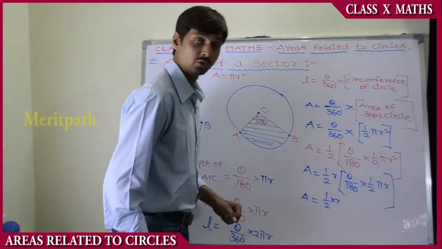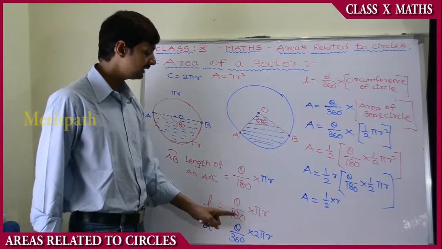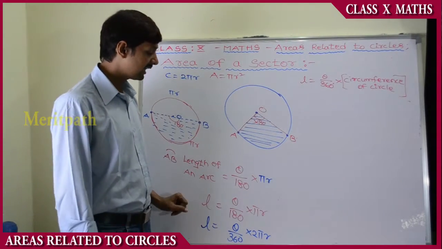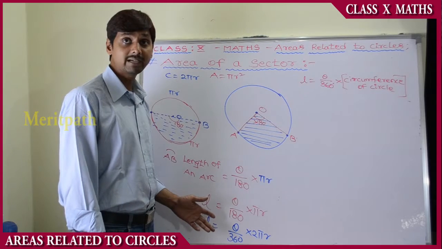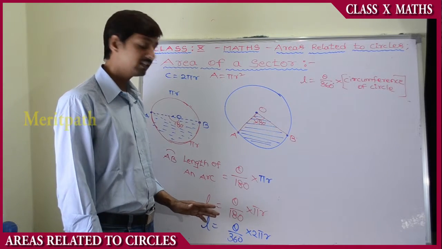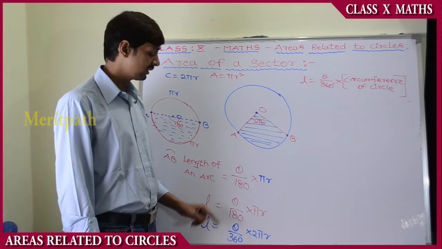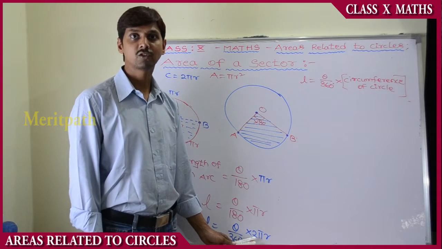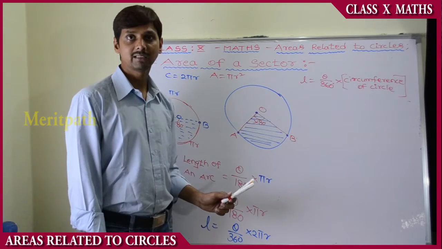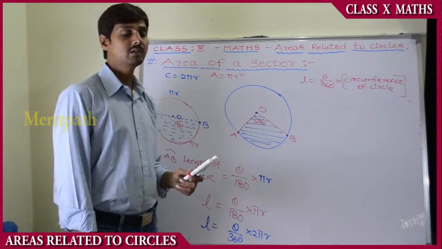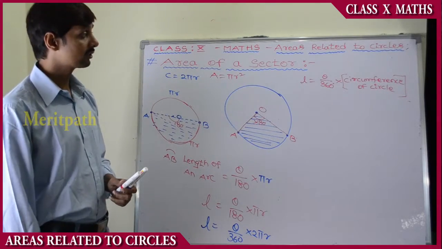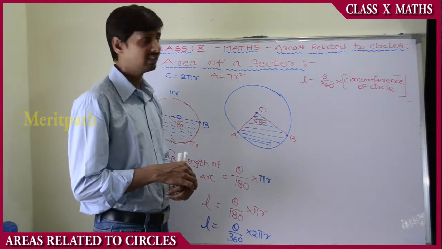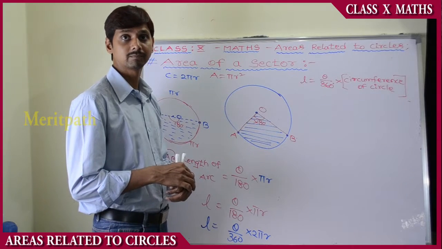So 180 into 2 becomes 360. So theta by 360 into pi r is equal to theta by 180 into pi r. So we multiplied by 2 in the numerator and denominator. Then we got theta by 360 into 2 pi r. After that, 2 pi r is nothing but the circumference of the circle. So theta by 360 into the circumference of the circle. So the length of an arc of a sector is nothing but theta by 360 into the circumference of the circle.